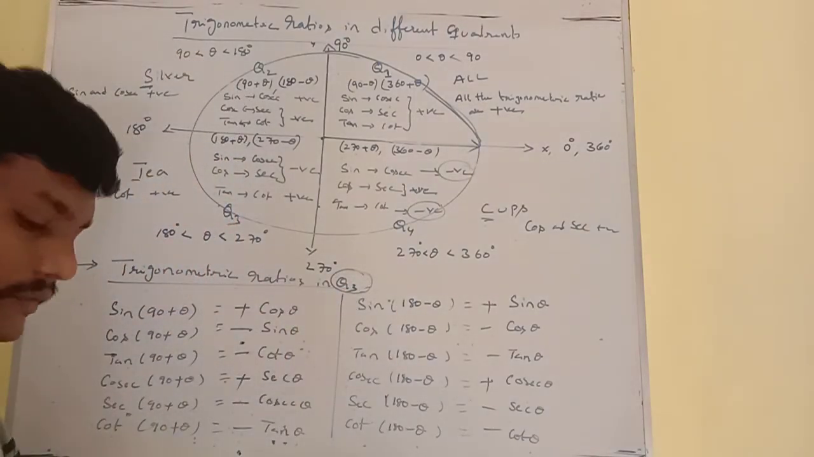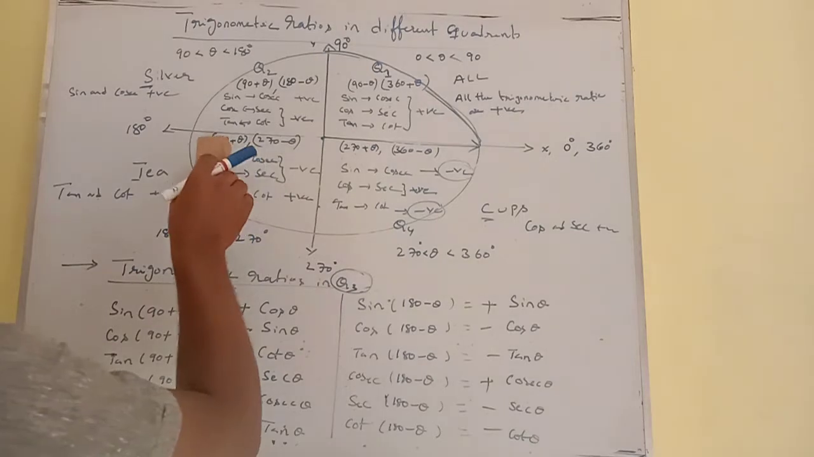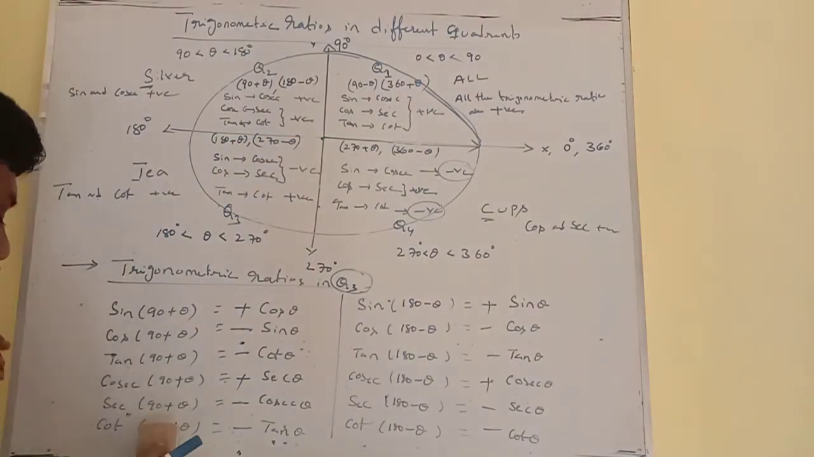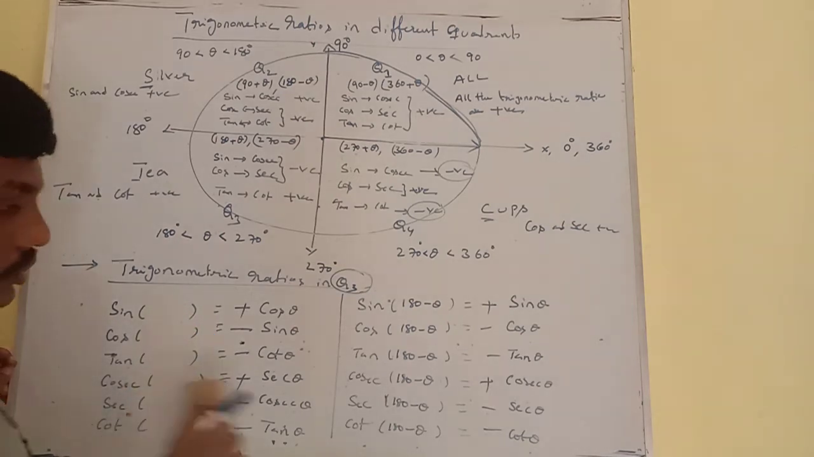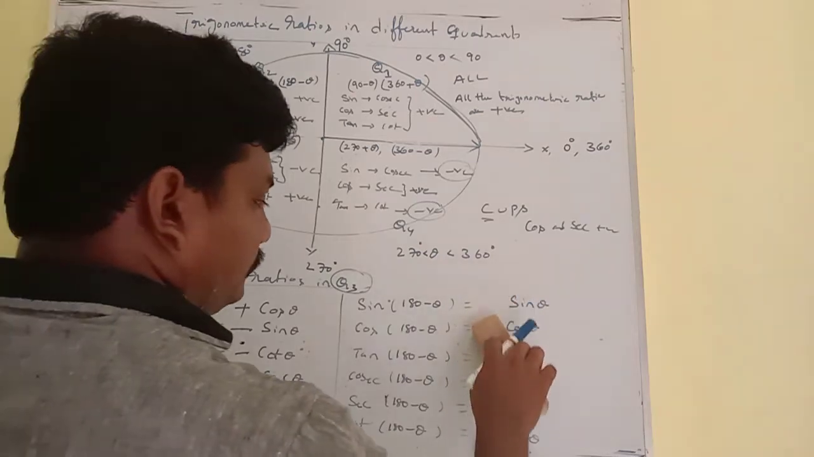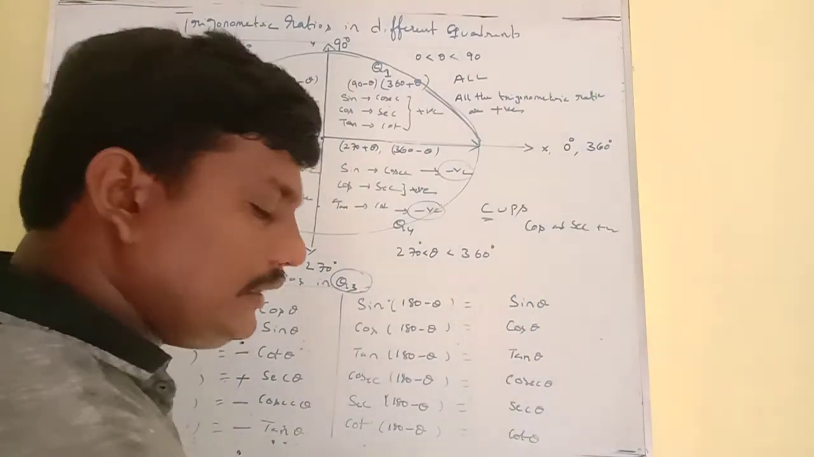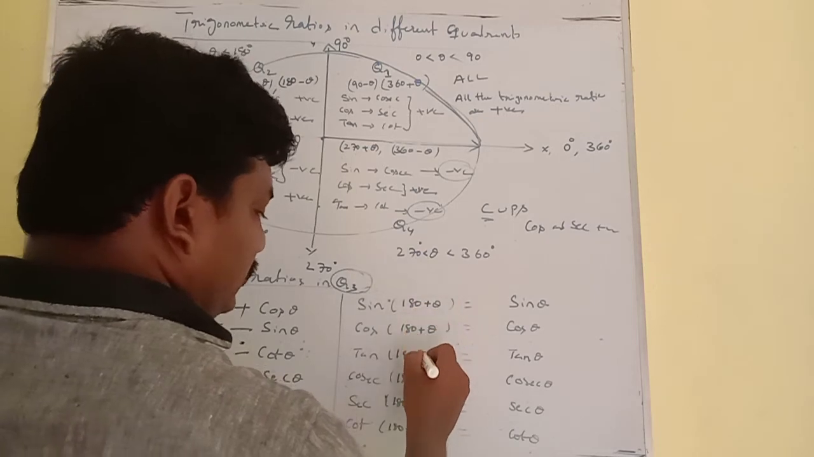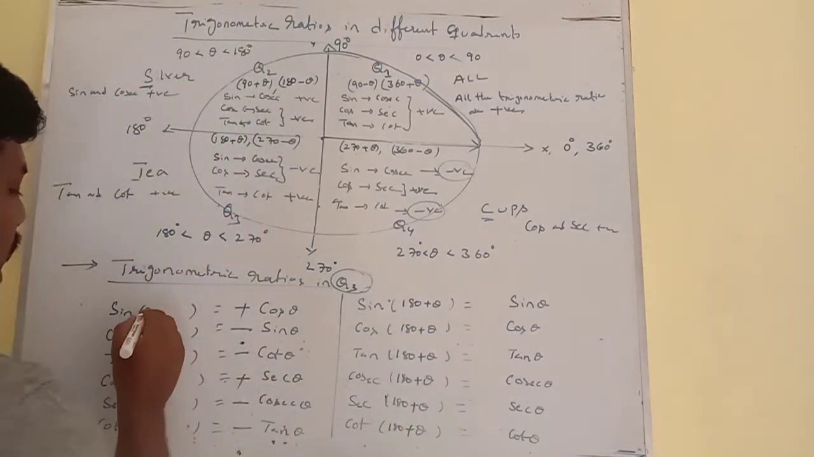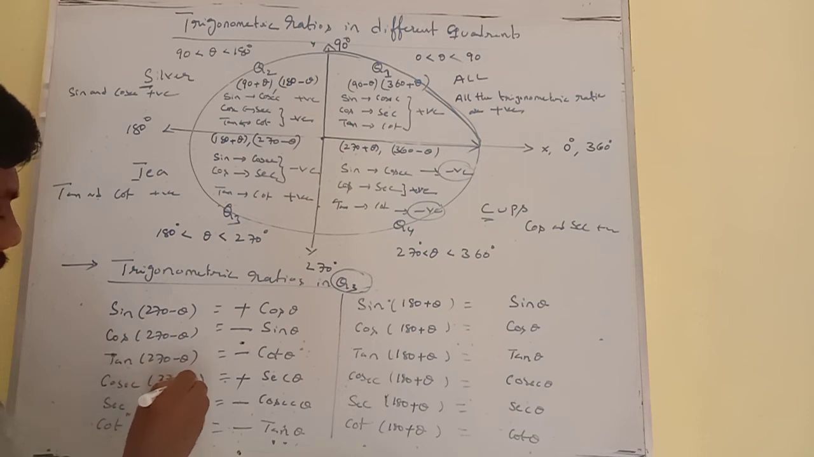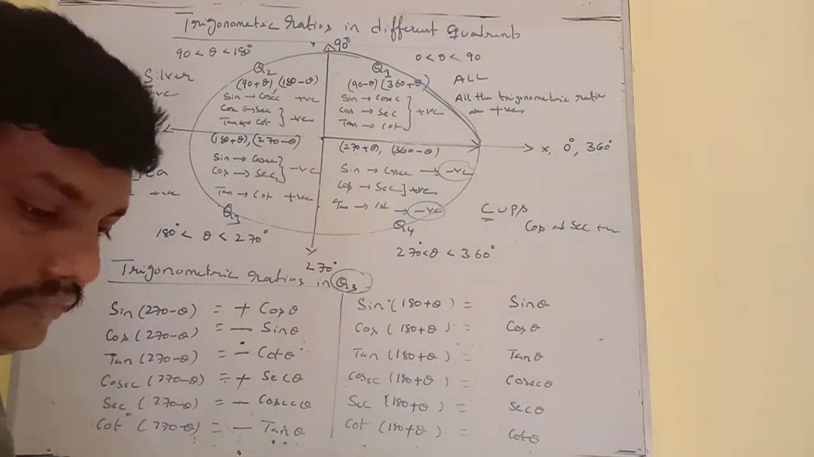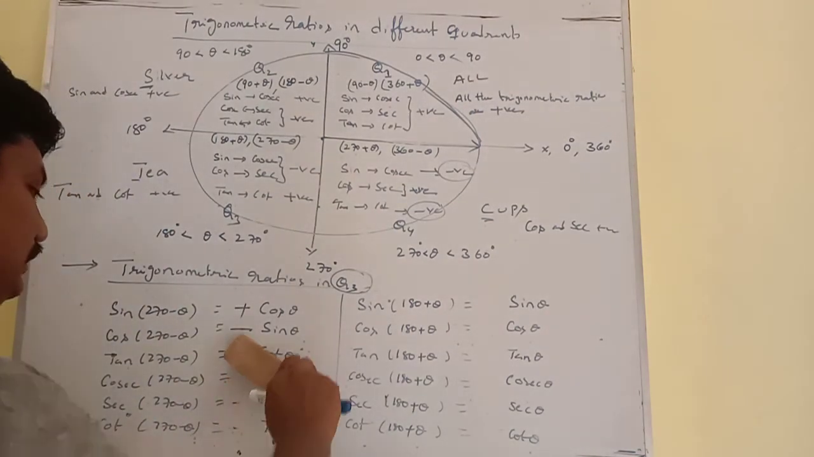So quadrant 3. Quadrant 3 is 180 plus theta and 270 minus theta. I am going to use 180 plus theta, and this is 270 minus theta. So we are going to find, this is symbols change.